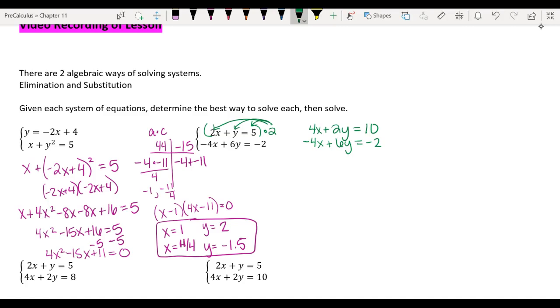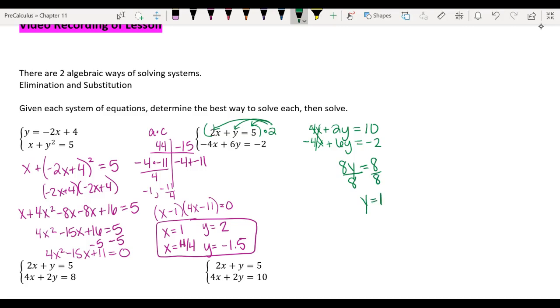Then you add these vertically. So what's 4x minus 4x? 0. So those 2 cancel. So I get 8y equals 10 minus 2 is 8. Divide by 8. What is my y value?